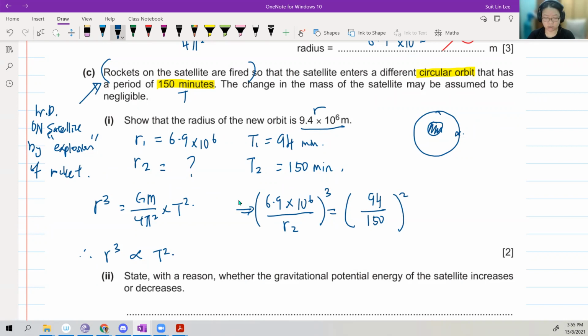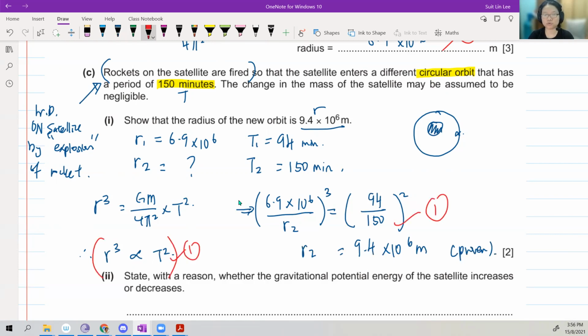Okay, so let me ask my calculator what this number is first. Let's go power 1, 2, 6.9 divide by answer. So my R2 is 9.4 times 10 to the power of 6 meters. 9.422. So 1 mark is this. And then the other mark is here, when you show the right substitution.